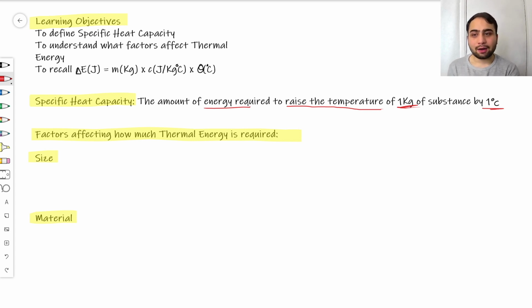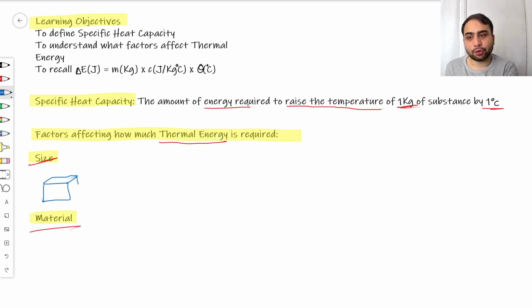Now, what factors affect how much thermal energy is actually required to raise the temperature of a substance by 1 degree Celsius? Well, there's only two you need to know about, and that's the size and the actual material of the object itself. Now think about it, right? Say I had one very large cube like this, and a smaller one. So these are both solid metal cubes, right? And I put them over a gas stove. Which one of these two do you think is going to heat up fastest? Well, that would be the smaller cube, right?